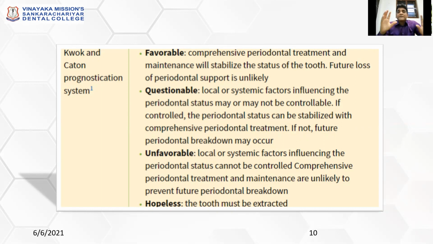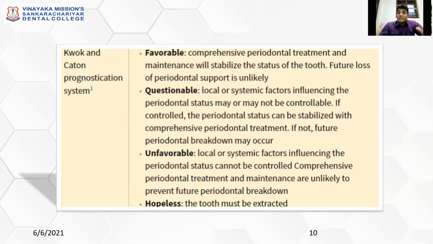What is the McGuire and Nunn system? Favorable is when, after comprehensive periodontal management and maintenance, the stabilization of the tooth is achieved and future loss of periodontal support or tooth loss is not going to occur. If you strongly believe that, then the individual tooth will go for a favorable prognosis. That means no more attachment loss is expected, the patient is maintaining it properly, and the tooth support system is achieved after periodontal management. The splinting is removed, the tooth is standing still without any mobility, then that tooth prognosis is favorable.